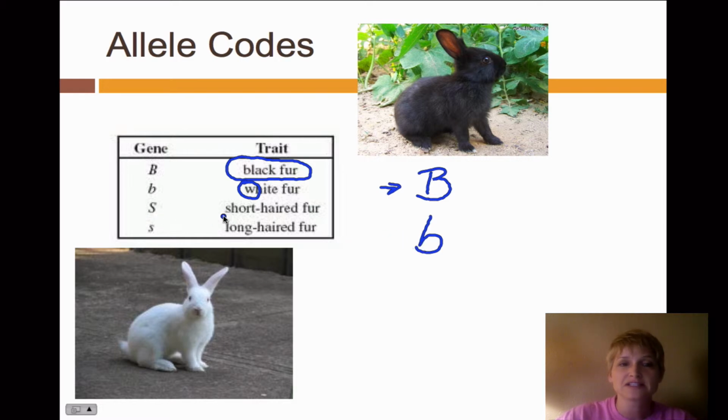And you'll notice that it's the same here. The dominant trait is short-haired fur, so we use a capital S to indicate that dominant trait. The recessive trait is long-haired fur, and so we would use a lowercase s to indicate that recessive trait.